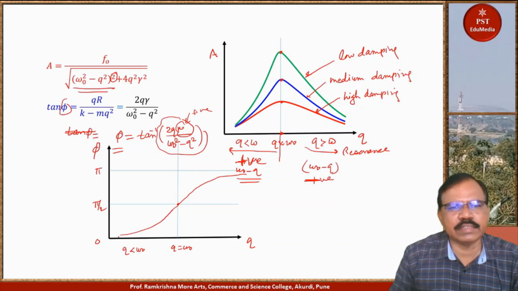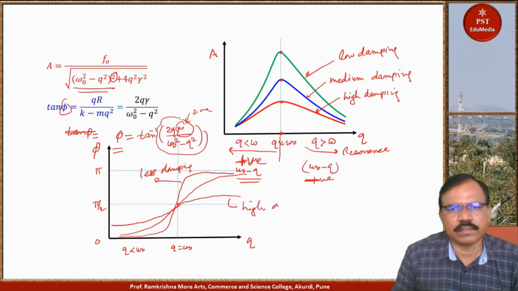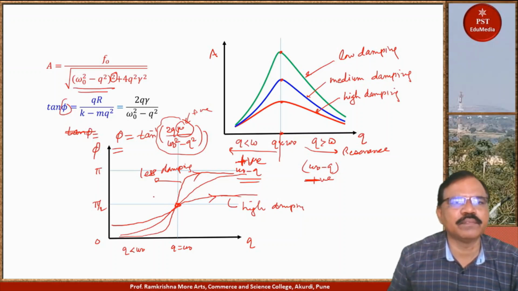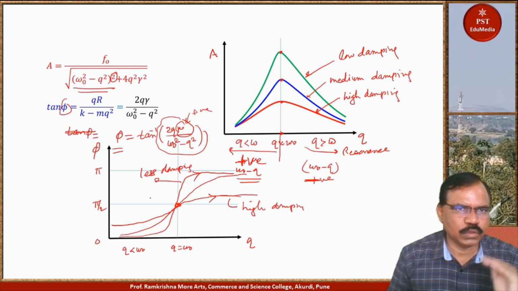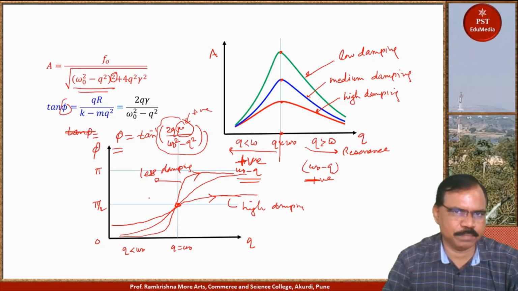When damping is more, you will get a graph like this. For less damping, this is for less damping. When damping is high, you may get a graph like this. So this is for high damping. And finally it will go to pi by 2, pi, and here it is 0, but the shape of the curve will be like this. This is for high damping, this is for low damping. So this is the nature of the graph between phi and q. So in this way we get the amplitude versus frequency graph and the phase versus frequency graph.